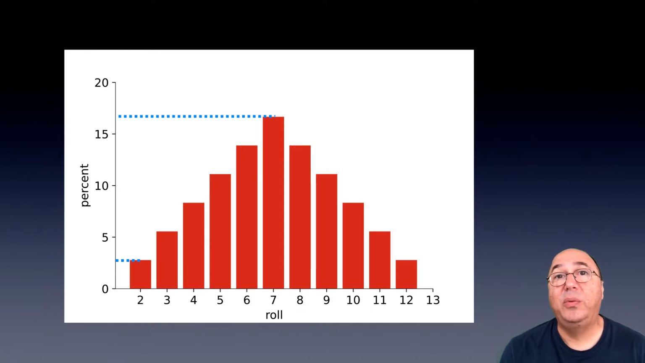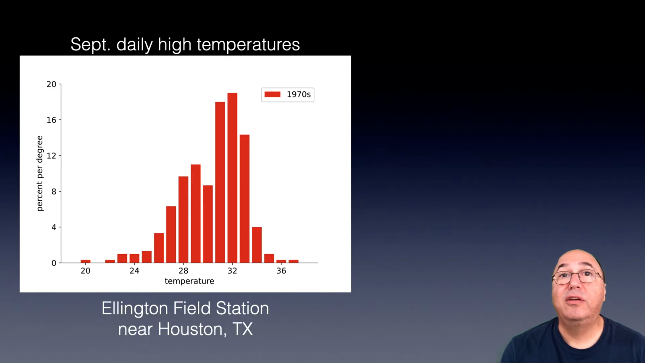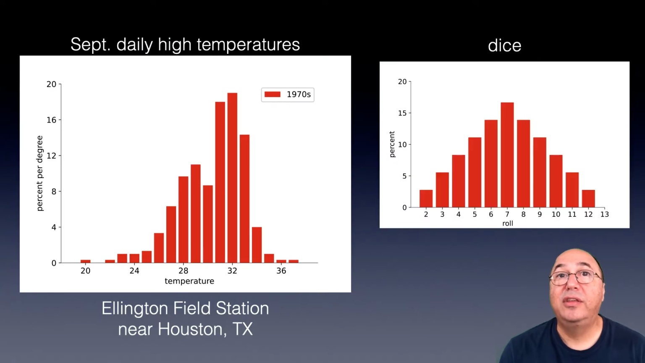The answer is that we can think of climate and weather just like we think of the dice. This is a probability distribution for the daily high temperature for Ellington Field near Houston during September in the 1970s. This is analogous to the probability distribution for rolling dice, and it tells us the probability that any particular high temperature will occur. It tells us, for example, that the most likely daily high temperature over this period was 32 degrees Celsius, which occurred on 19% of the days.